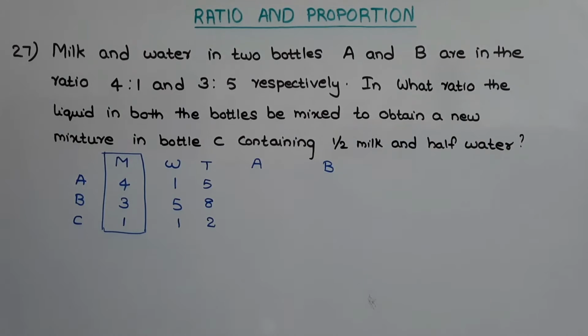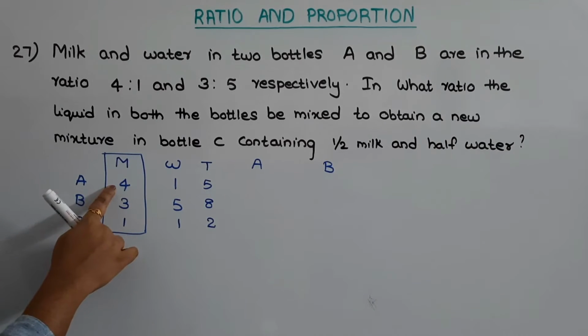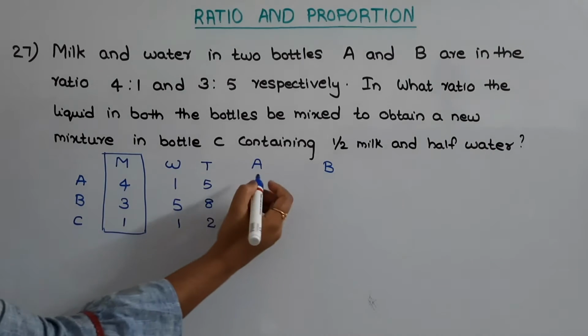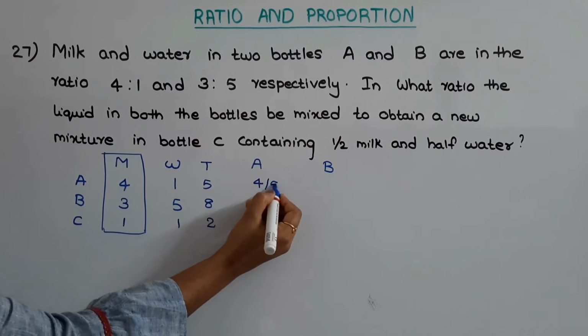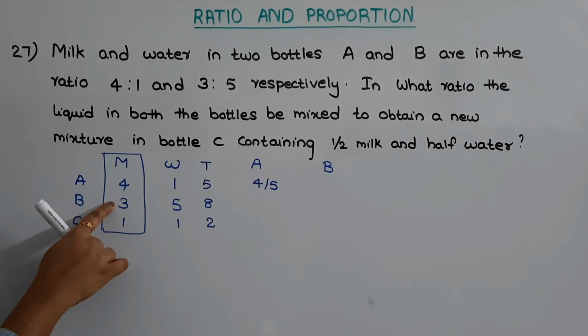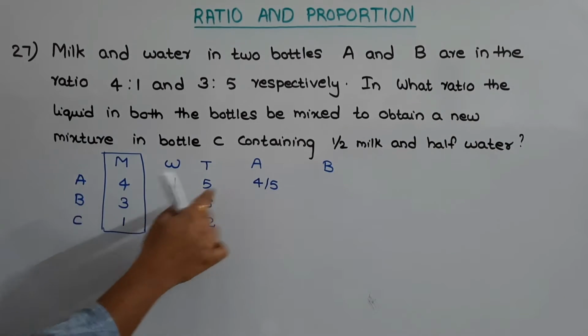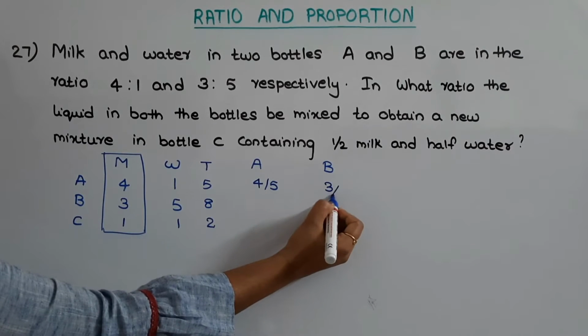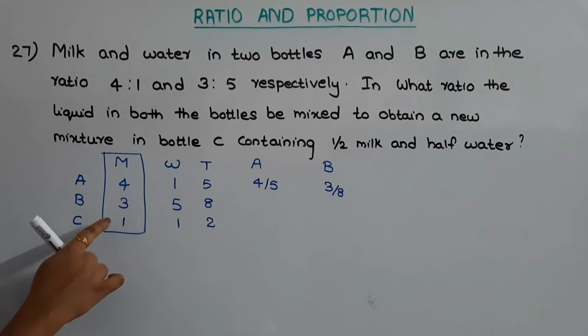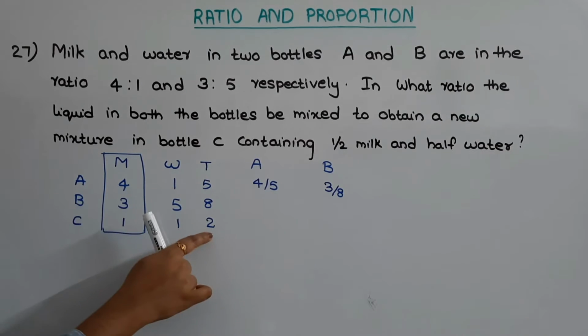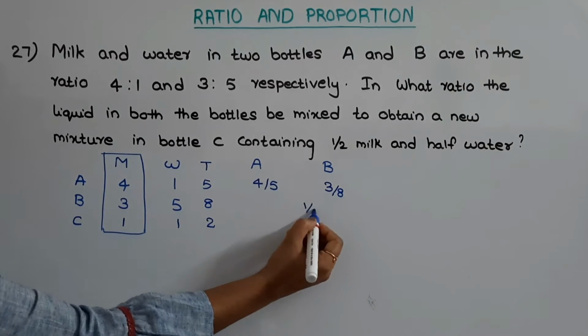So the fraction of milk that is present in bottle A will be 4/5. That we need to write down here. And the fraction of milk that is present in bottle B will be 3/8. That we need to write down here. And the fraction of milk that should be present in bottle C is 1/2. That we need to write down here in the middle.